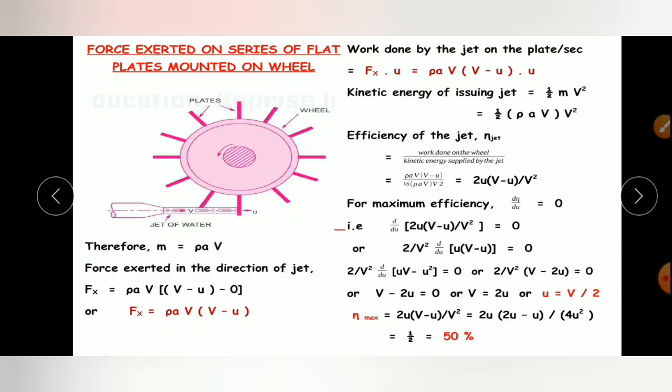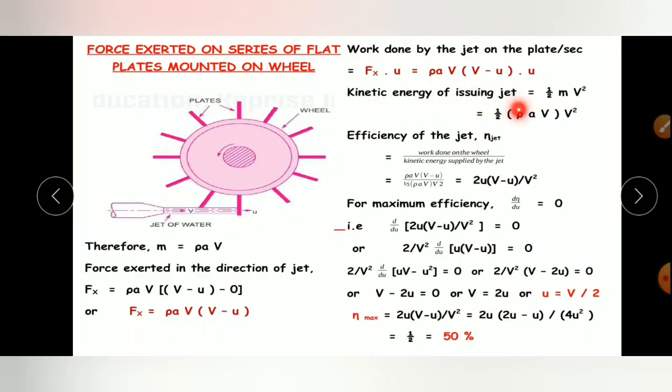Therefore, work done, here blade is moving, therefore work done by the jet on the plate equals force into distance moved by the plate. Therefore, work done by the jet per second equals Fx into distance per second, that is distance moved by the plate per second, equal to velocity of the plate, that equals Fx into U. Here we determined Fx equals rho A V into V minus U. Therefore, work done by the jet on the plate per second equals rho A V into V minus U into U.